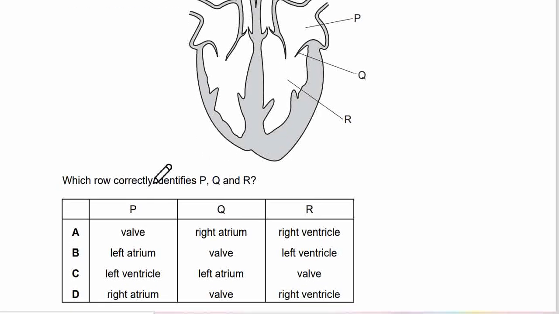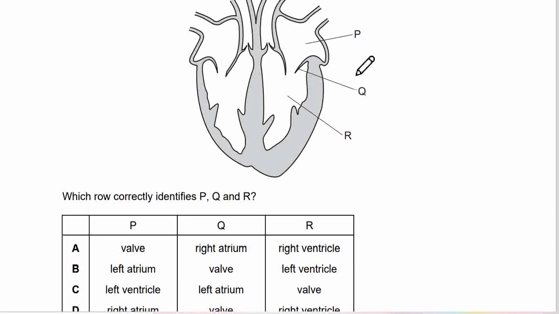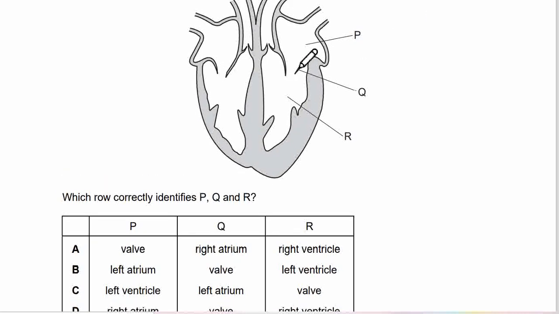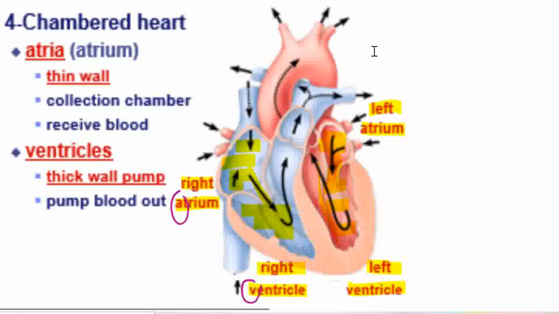So which row correctly identifies P, Q and R? P is in here, so this one will be the left atrium. R will be the left ventricle. And Q will be the valve. Mammals, including humans, have a four-chamber heart.